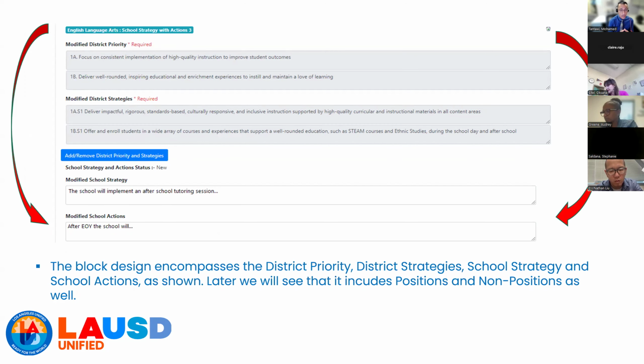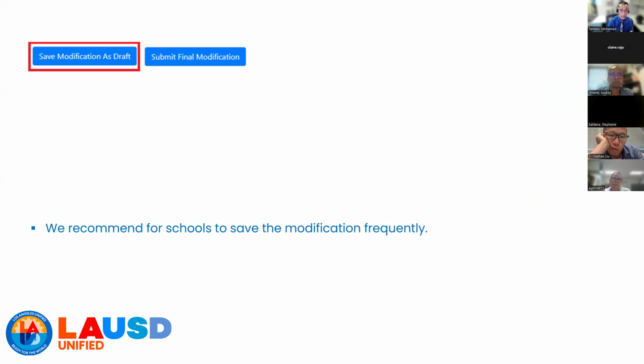The strategies and actions are in a block design, meaning that when you create a new school strategy with actions or modify an existing one, it will display the entire block that includes the district priority, the district strategies, the school strategy, and school actions. Additionally, we'll show you later in the presentation, the block design also includes the budget section for positions and non-position items. Now, throughout this process, we recommend that after each step that I've just gone over, that you save frequently to avoid any data being lost.